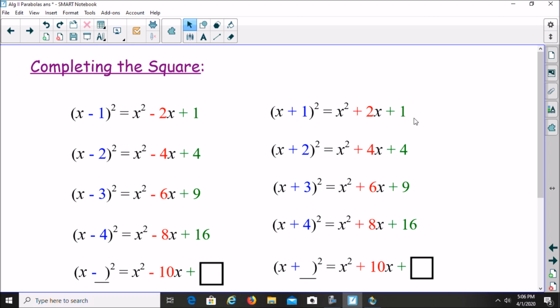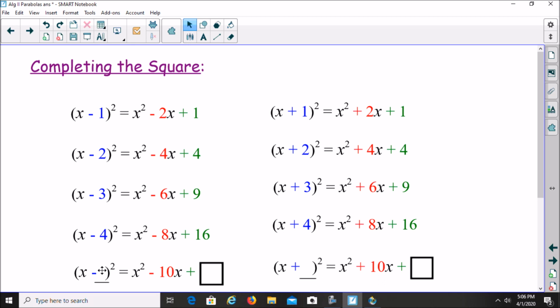Even over here on this side, the same holds true when we switch it to addition. (x + 1)² is x² + 2x + 1. The red number, the coefficient of x to the first, is twice the second term in the binomial. And the green number is the second term of the binomial squared. So if we look at this last one, (x + 4)² would equal x² + 8x + 16. 8 is twice the value of 4, and 16 is the result when 4 is squared.